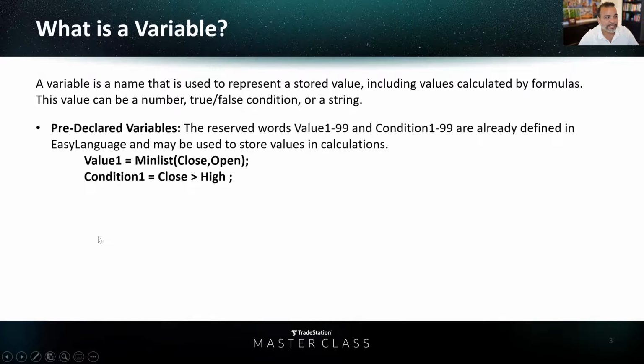We have a list of pre-declared variables. These are easy to use because you don't have to declare them. That's why they're called pre-declared. They are Value1 to Value99 and Condition1 to Condition99. We only have pre-declared variables for numeric variables, which are the Value ones, and the true-false variables, which are the Condition ones.